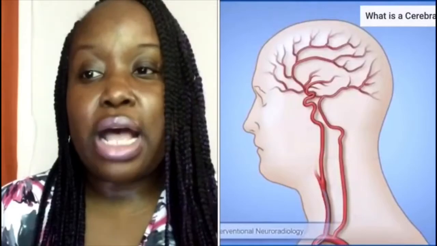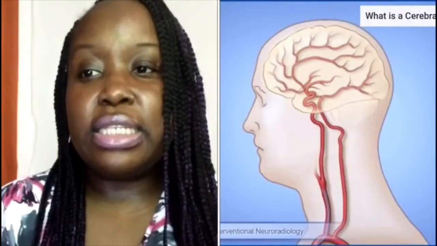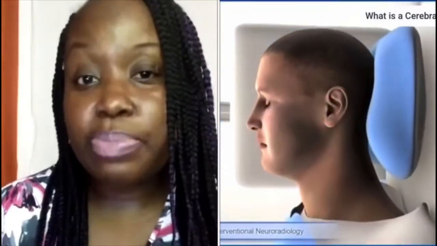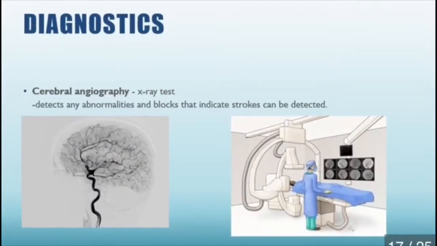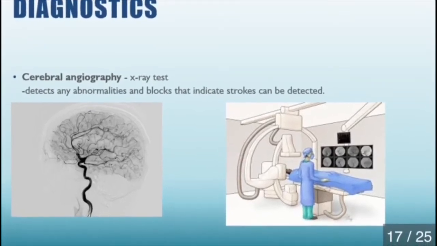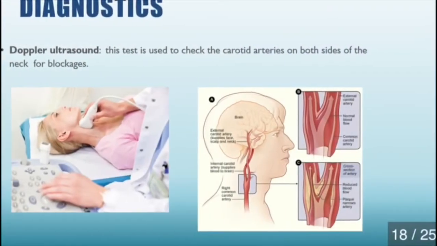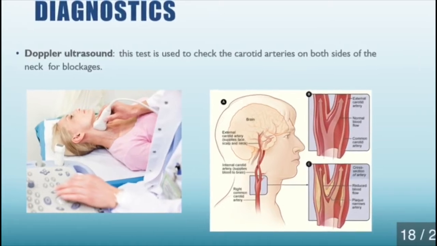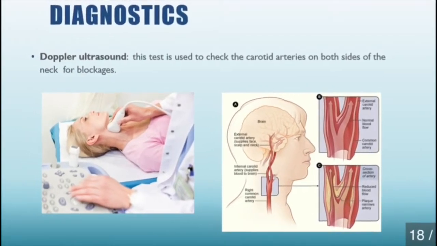Cerebral angiograph. This is an X-ray test where contrast is placed in the bloodstream to produce a clear image of the brain to show any abnormalities and blocks that indicate strokes. Doppler ultrasound. This test is used to check the carotid arteries on both sides of the neck for blockages.